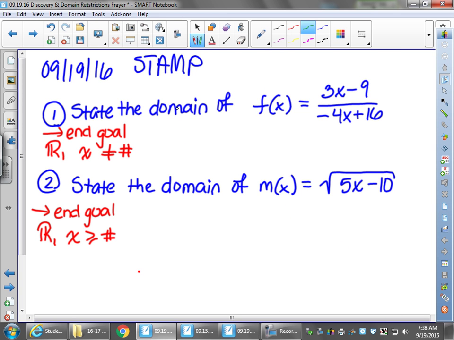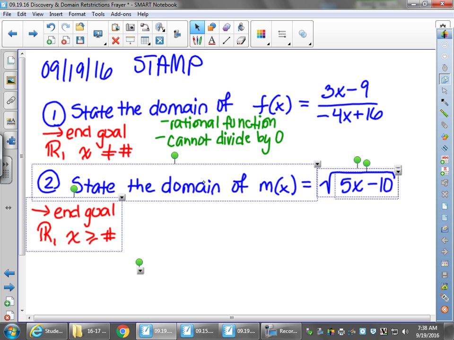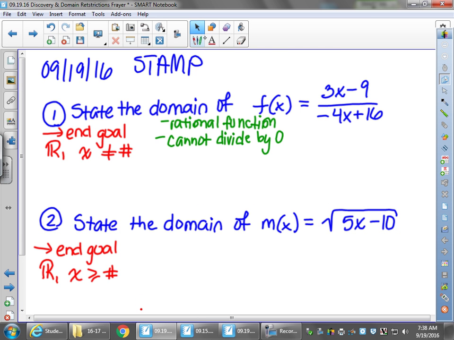So Friday's class, we discovered that this is a rational function, meaning that we have a function divided by a function, which means we actually have a denominator. We know that we cannot divide by 0. So how am I going to figure out what this domain is going to be? How do I figure this out? Thoughts?